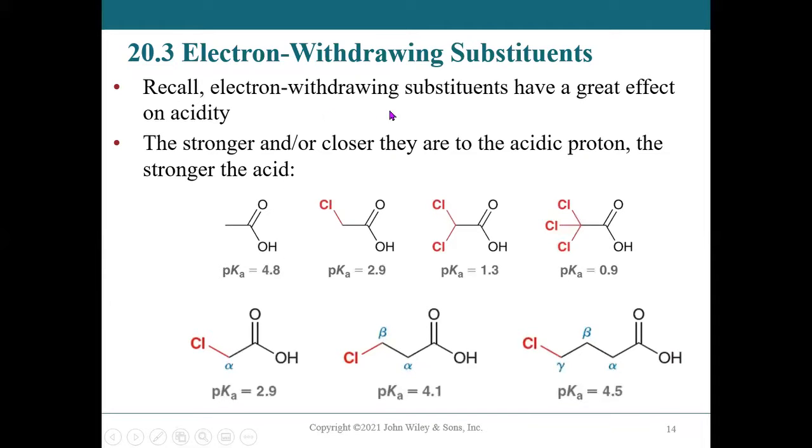Recall electron withdrawing substituents have a greater effect on acidity. The stronger and/or closer they are to the acidic proton, the stronger the acid. Let's compare them with acetic acid. If we substitute some of those H on this methyl by Cl, the more we substitute, the stronger the acid becomes. And also the farther away the substituent like Cl is from the acid, the weaker the acid.